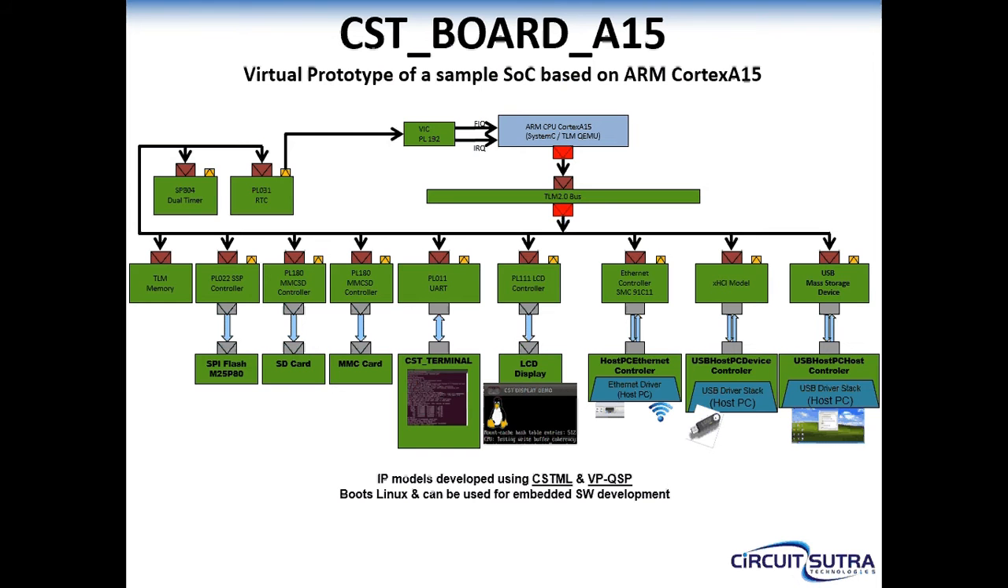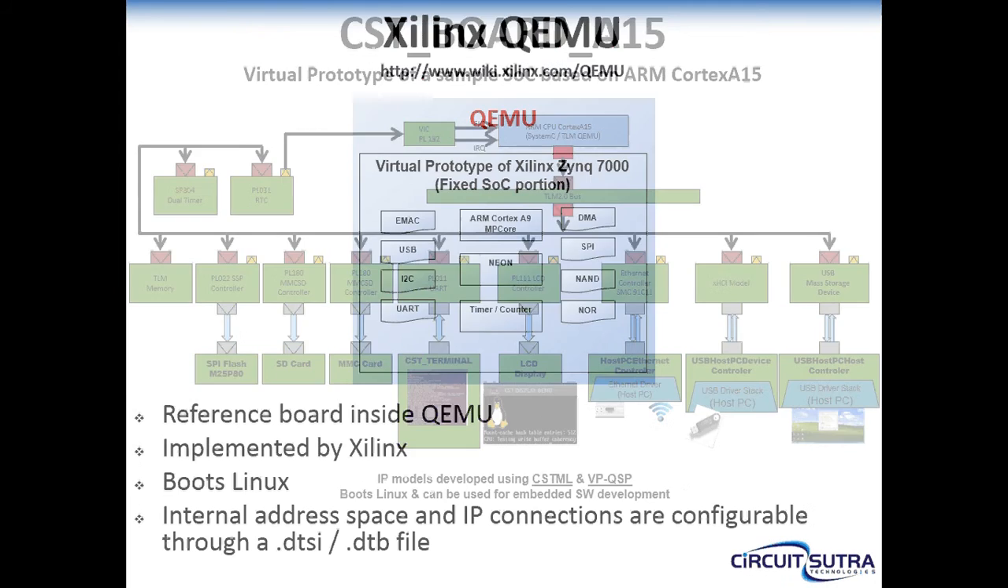Here comes a little more complex VP with respect to the one shown in the previous slide. Here, the VP is based on the Qemu ARM Cortex A15 CPU, again extended using SystemC as discussed in the previous slides. Apart from the CPU model, all other peripherals are SystemC and TLM 2.0 based models. Again, these models are developed using CSTML and VP QSP, and this VP is capable of booting Linux. This VP can also be used for embedded software development.